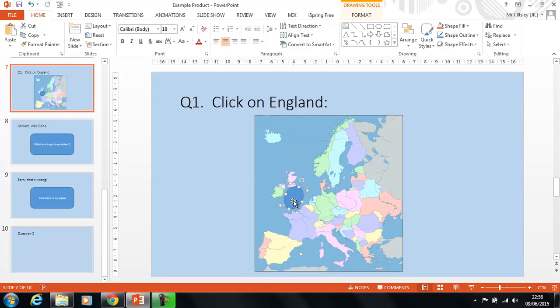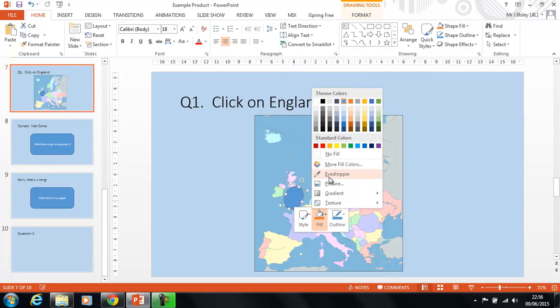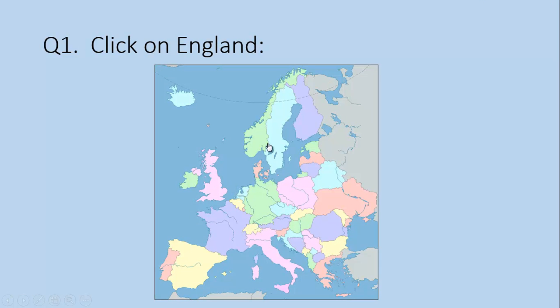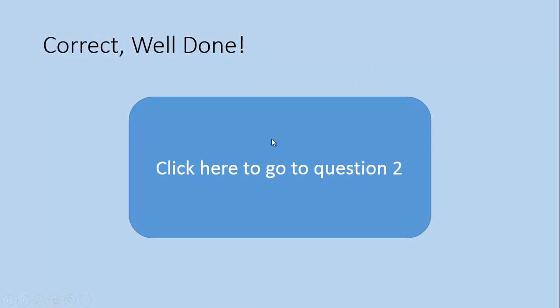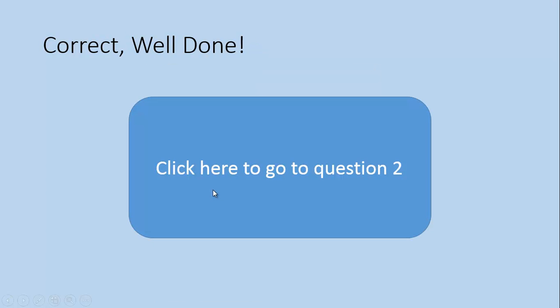Once we've got it working, we can edit the shape. We can have no fill and we can have no outline, and then when we run the slide again, we've got that which goes to that slide, and if we click here, it goes to the correct slide.